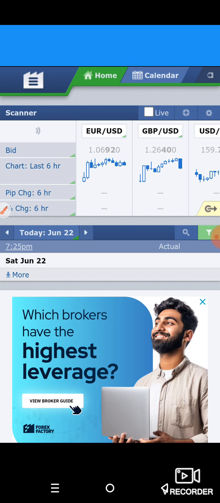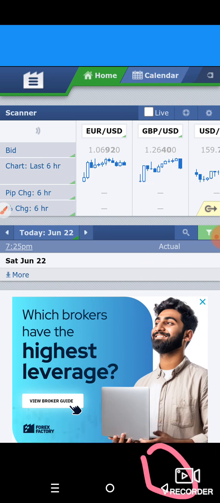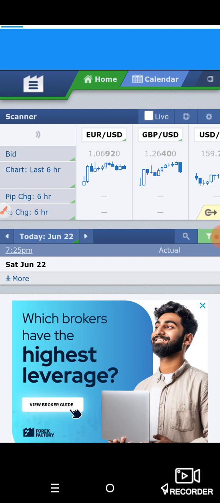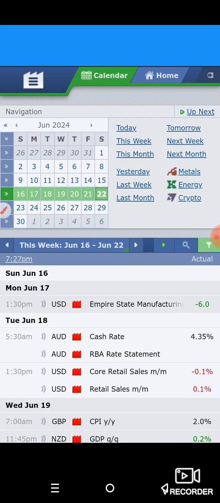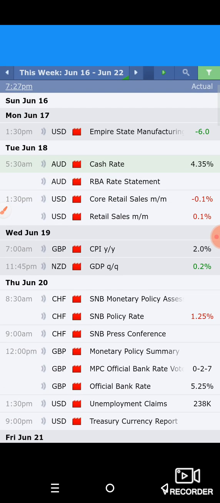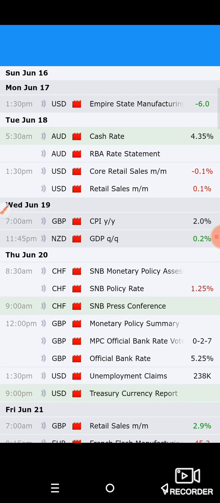Okay, let's go to the calendar. If you come to the app, you click on this calendar. This is the calendar of this week. All those things you see here are news that happened this week. Now, how do we know the direction of the trade before the event is coming, before the event itself is coming?